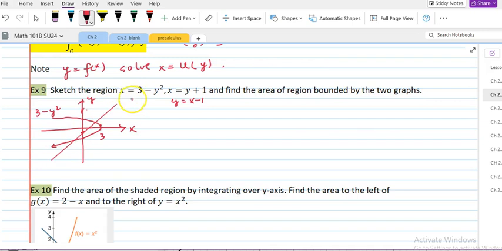The area is bounded by these two curves. So this would be the area bounded by two curves. We can obviously see a left and a right, but I don't know the region yet, right? So we have to look at what the y values would be. So solve for the point of intersection.